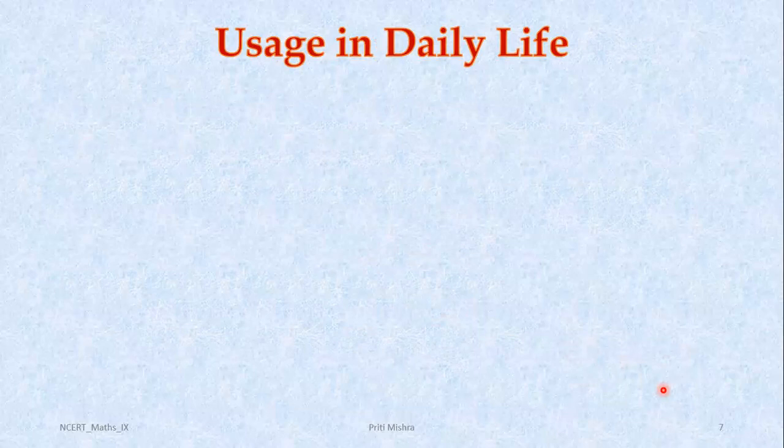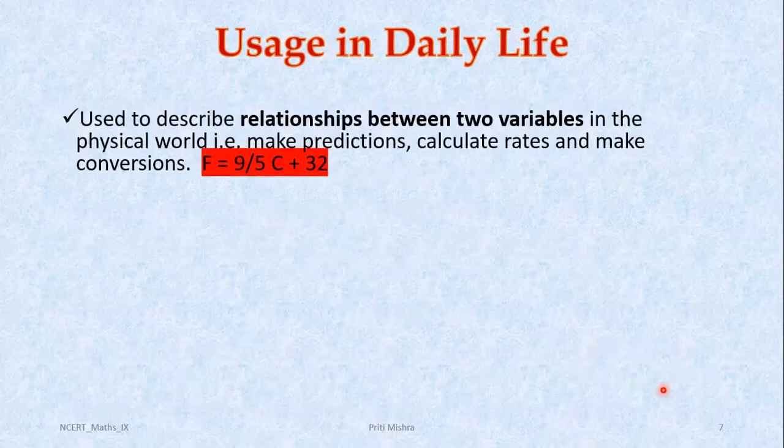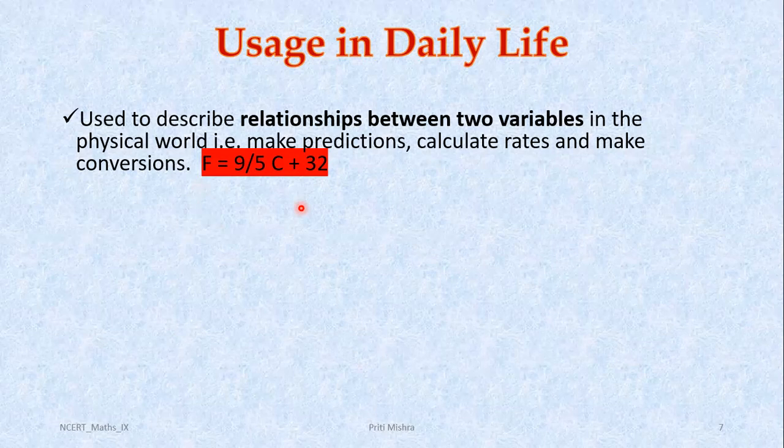Now let's find out its uses in daily life. So linear equations in two variables are used to describe relationships between two variables in the physical world, that is making predictions, calculating rates, and making conversions. Here I have shown you F is equal to 9 upon 5 C plus 32. This is a linear equation in two variables where F and C are variables. Basically, this is a relationship between two variants of temperatures. This is Fahrenheit temperature and this is Celsius temperature. Just with the help of this relation, we can convert any temperature in Celsius or in Fahrenheit.